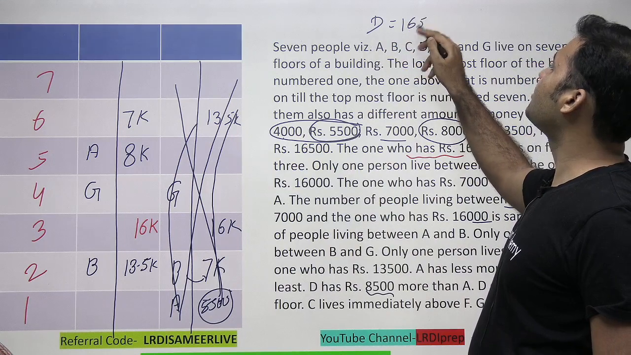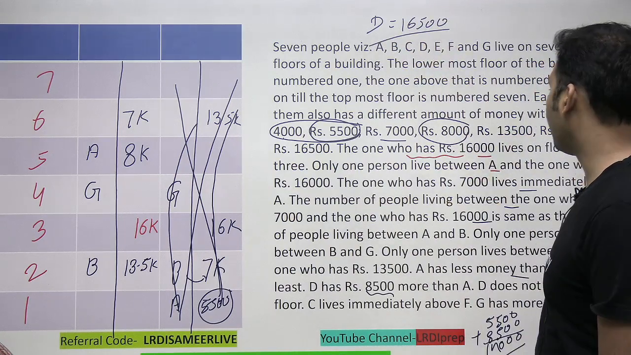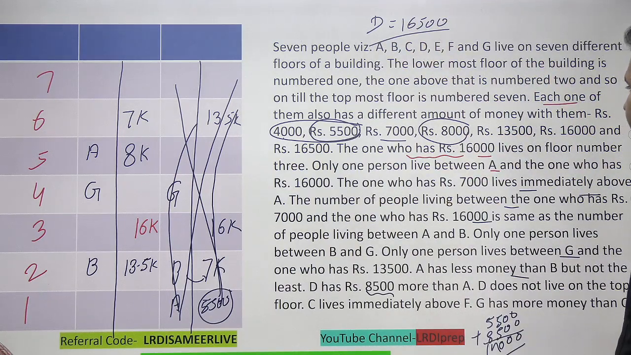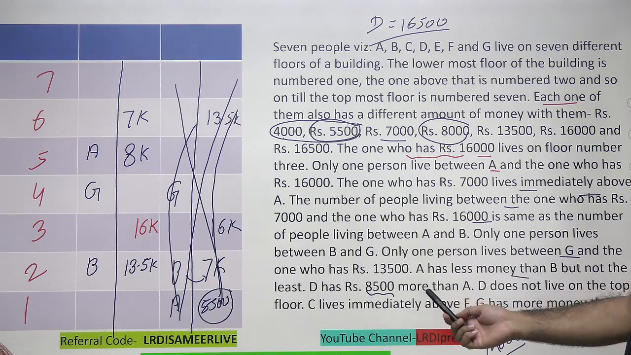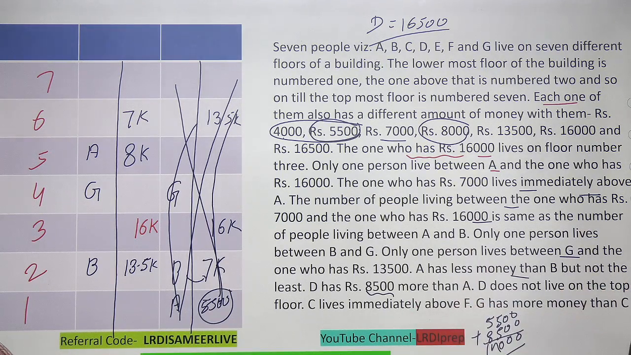So we get to know D is earning 16,500 rupees. All right. Now, what else do we have in this case? A has less money than B, but not the least. Yes. D has 8,500 more than A. D does not live on the top floor. C lives immediately above F.